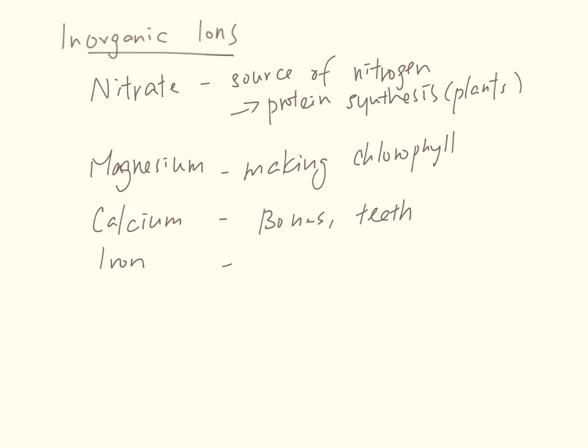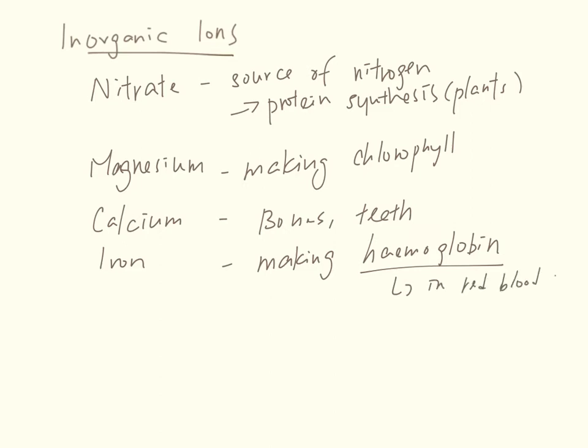Calcium is important to humans because it's important to make bones and teeth. Finally, iron is important in making hemoglobin. Hemoglobin is the protein found in red blood cells. Its function is to help us carry oxygen around the body.